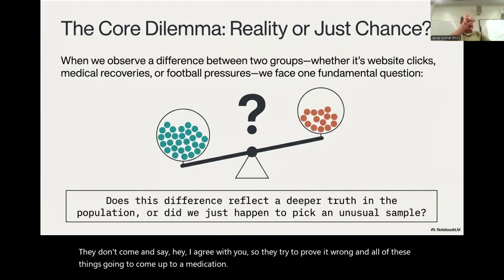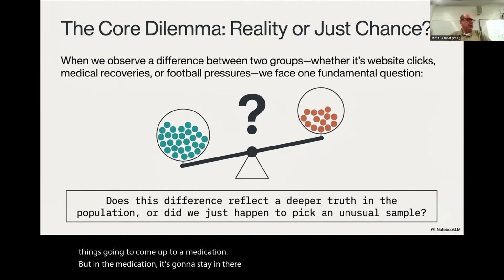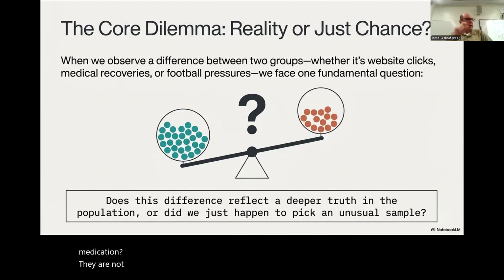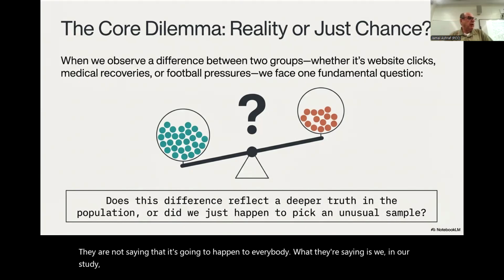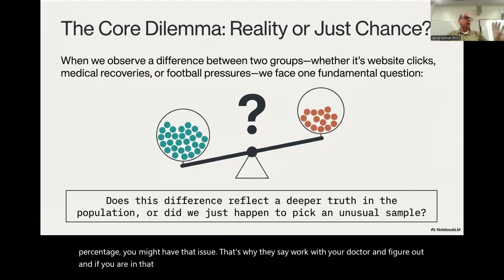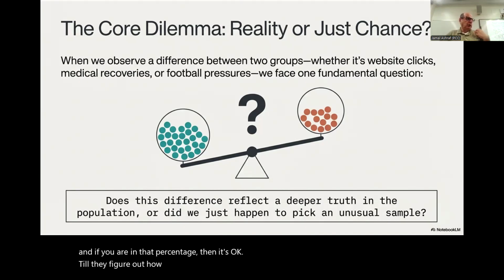But the medication label is going to say it may cause this and this and this. If you listen to them in the advertising, you wonder, if it's causing all of these things, why should I take this medication? They are not saying that it's going to happen to everybody. What they're saying is that in their study, a certain percentage of the people may have these issues. So if you fall into that percentage, you might have that issue. That's why they say work with your doctor and figure it out. Until they figure out how to make medication for me only, that's the way we can work with it.